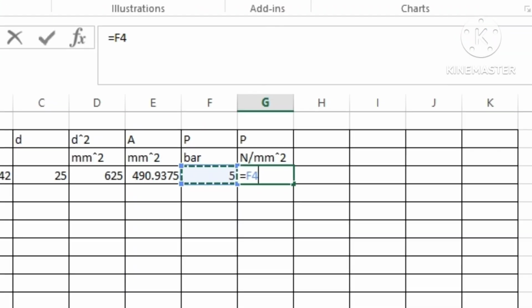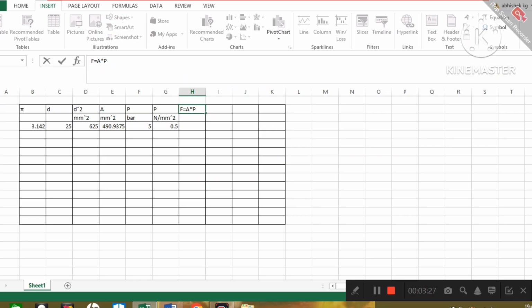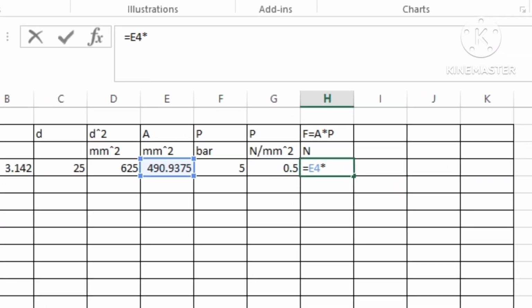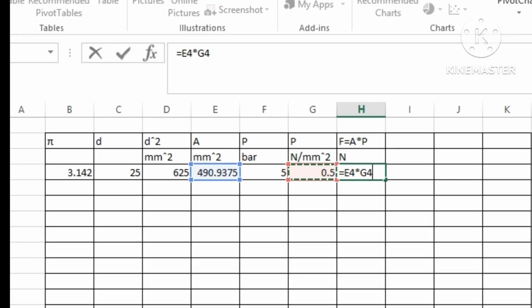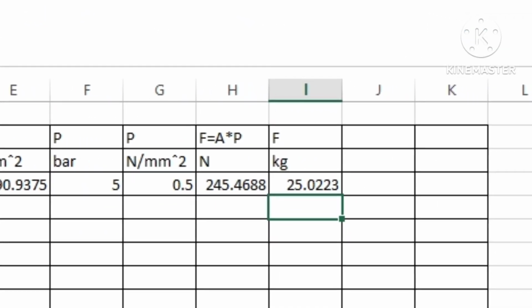Pressure in Newton per millimeter square is equal to P divided by 10. Force equal to the area into pressure. This force is in Newton. To convert it into kilogram, the value is divided by 9.81.